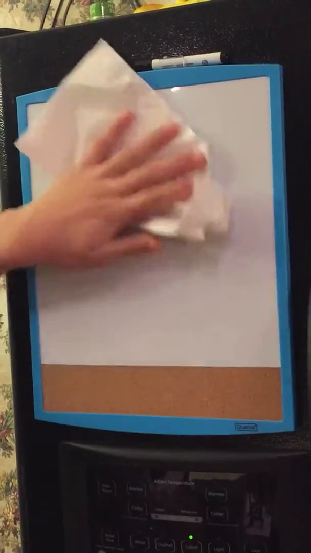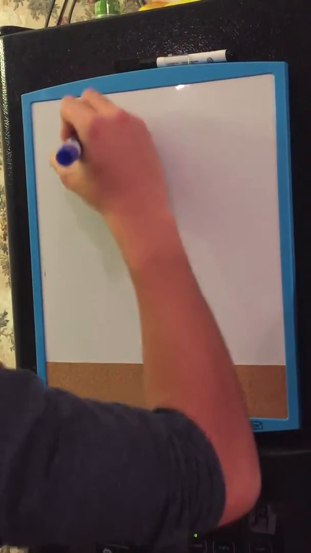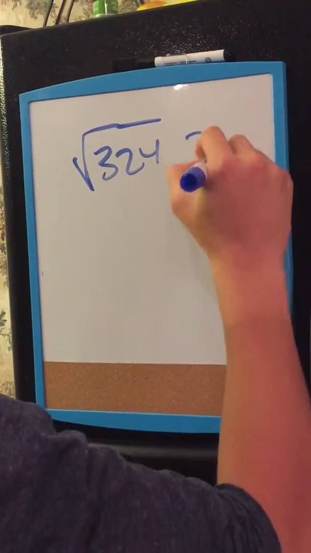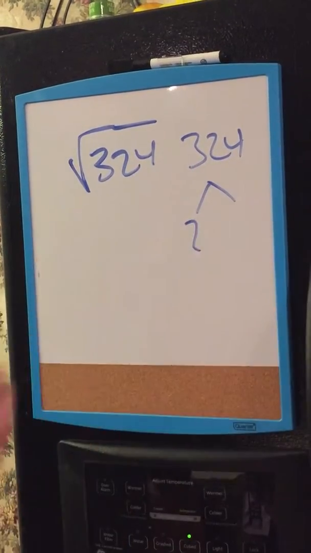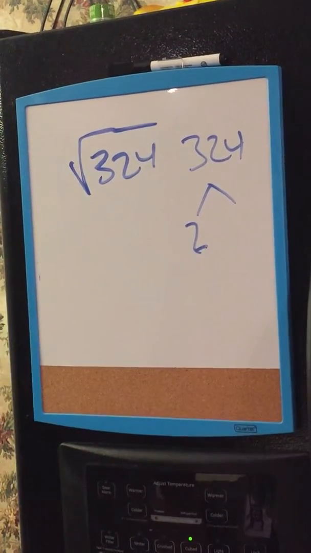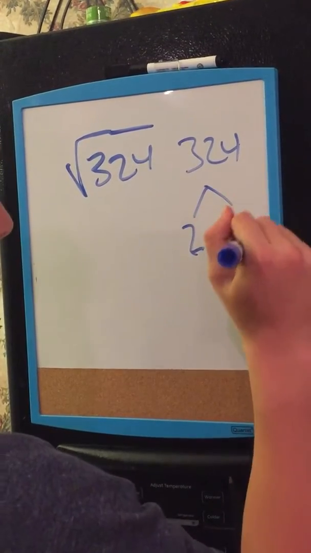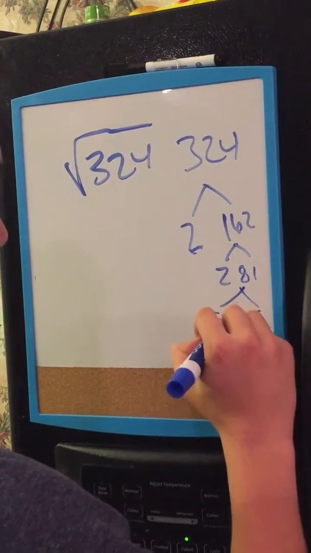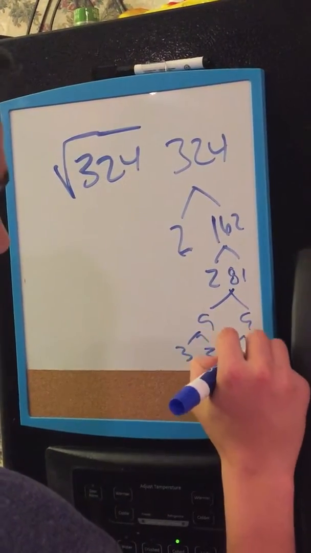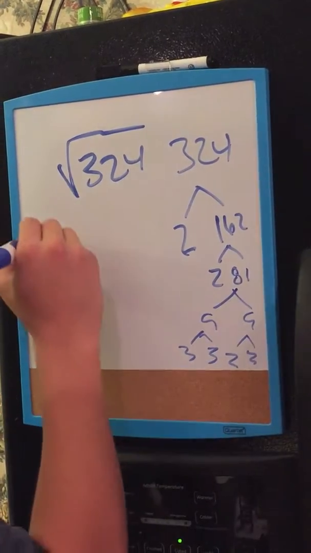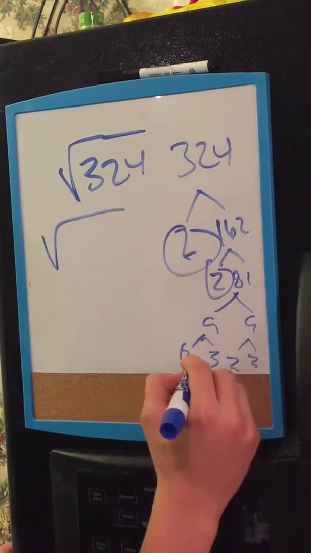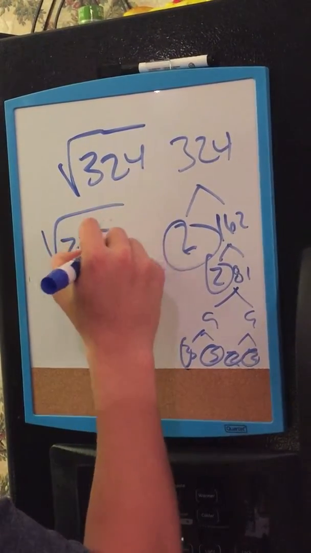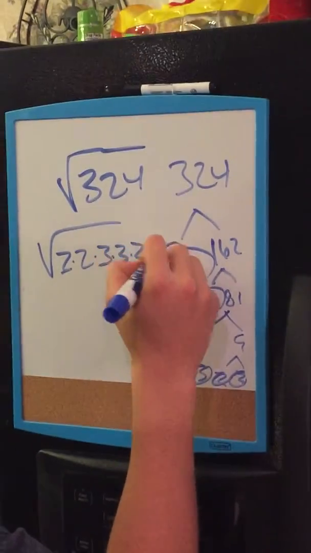The next one we're going to do is the square root of 324. Same thing, no square root, so 324 out here. Then you get 2 and 162, and then 2 and 81, and you get 9 and 9, and then 3, 3, 3, and 3. So now you use all these numbers here: 2 times 2 times 3 times 3 times 3 times 3.